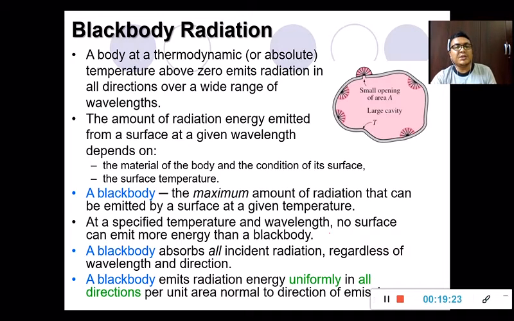A black body at a thermodynamic or absolute temperature above zero emits radiation in all directions over a wide range of wavelength. The amount of radiation energy emitted from a surface at a given wavelength depends on two factors which affect the amount of radiation energy. The first one is the material of the body and the condition of its surface. And the second one is the surface temperature.